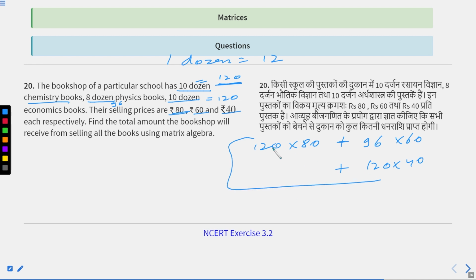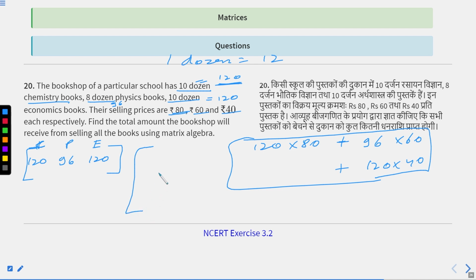And this way, if you try to interpret this into matrix, how are you going to get this? Quite simple. First of all, make your matrix with the information of books, how many books you are getting. So chemistry book, physics book, and economics book. Okay, and the price will be arranged like this. So prices for the books: 80, 60 and 40. Now this is a 1 cross 3 matrix, and this is a 3 cross 1 matrix.